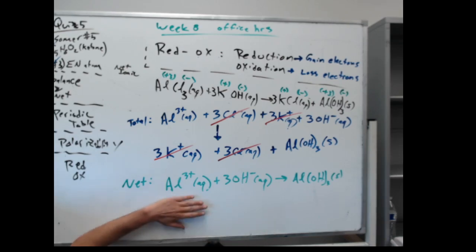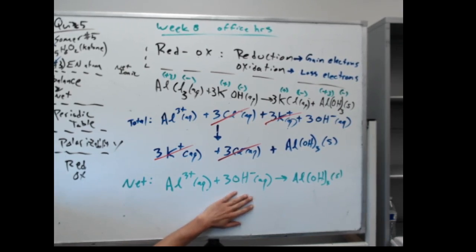What this tells me is, it doesn't matter how aluminum gets in solution. If it bumps into hydroxide solution, however the hydroxide got there, those two things bump into each other, they're going to form a solid that doesn't dissolve. They're going to form a precipitate.